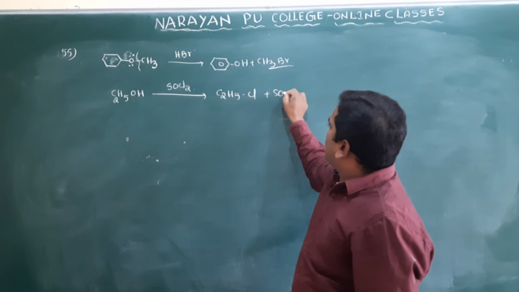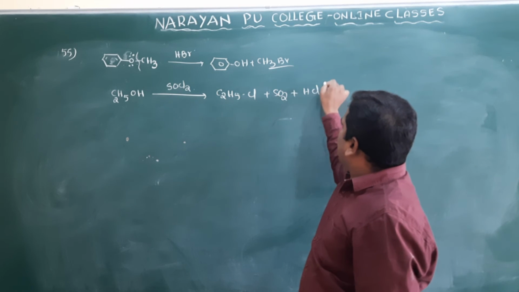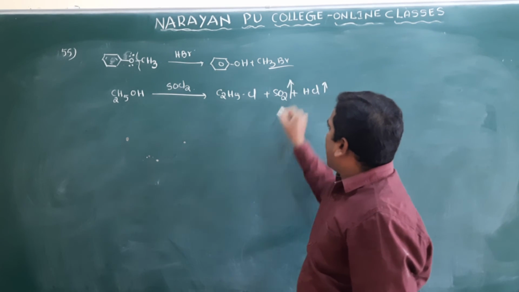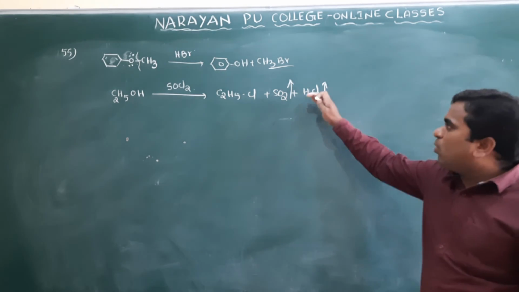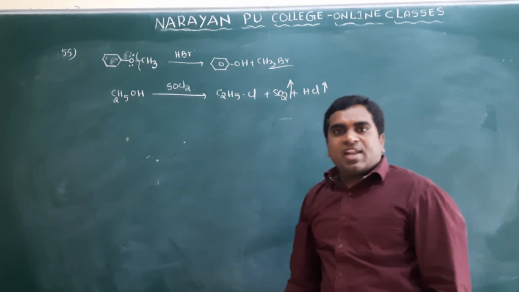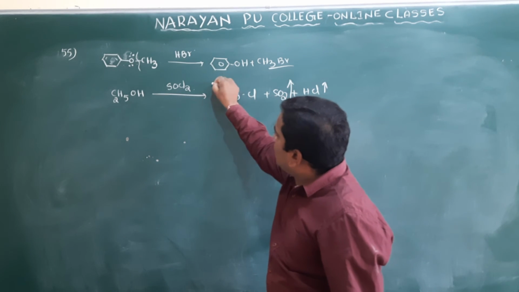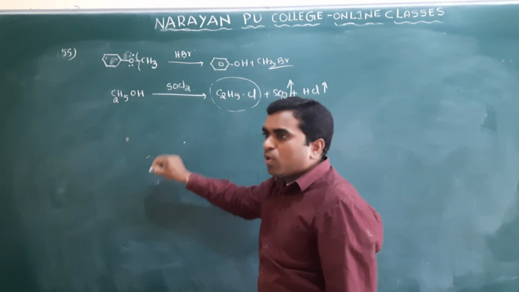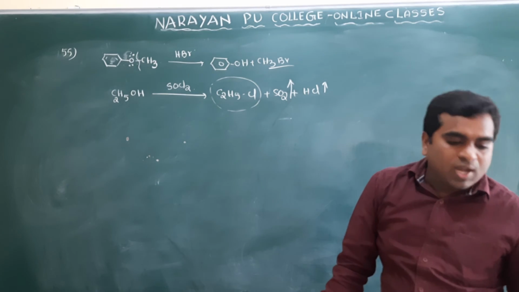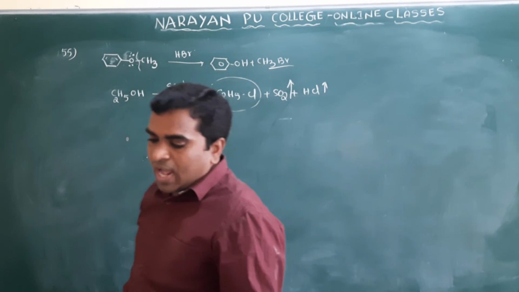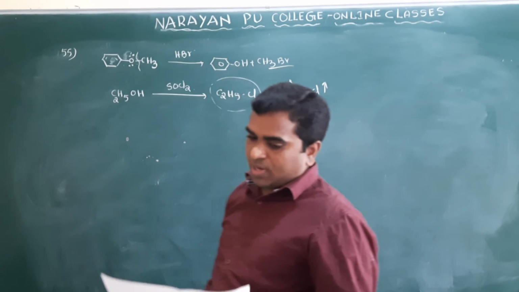You will get SO2 plus HCl. You know HCl is a gas and SO2 is also a gas, so both evaporate and escape from the reaction mixture. You will get only one compound, a very pure compound. So what is the option here? Option 1 is the correct one.